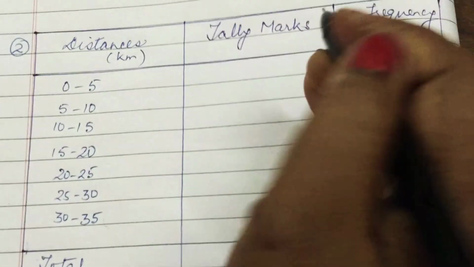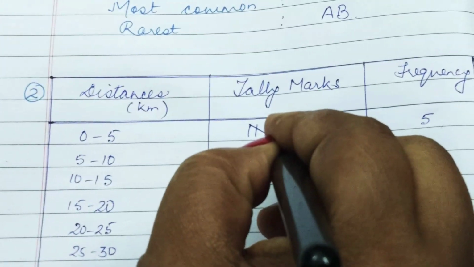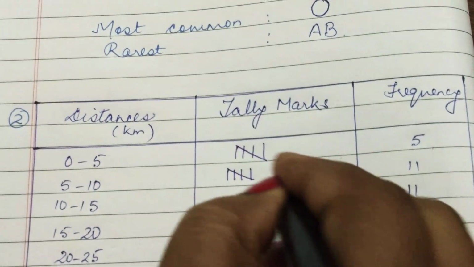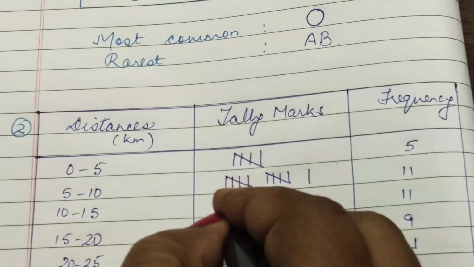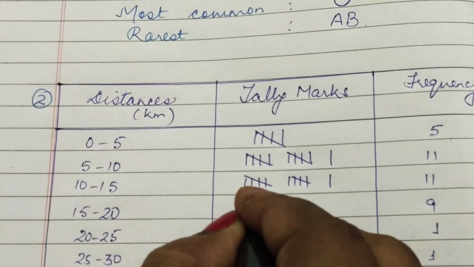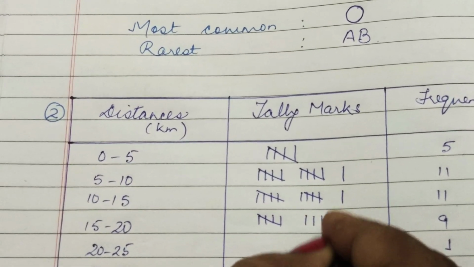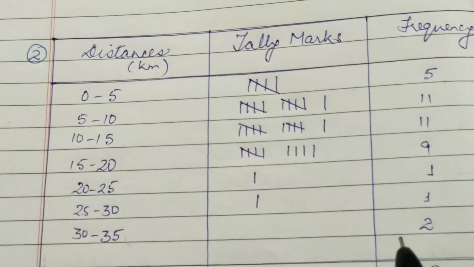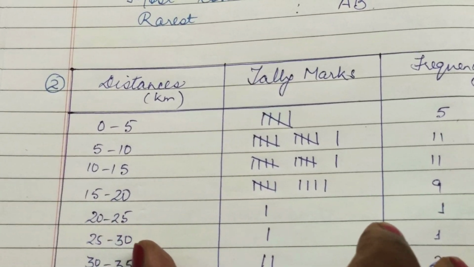Now after this you make tally marks: 1, 2, 3, 4, 5. Then 11: 1, 2, 3, 4, 5, 6, 7, 8, 9, 10, 11. Similarly here also you make it: 10, 11. 1, 2, 3, 4, 5, 6, 7, 8, 9. And the fifth one we cut. It is 1, 1 and 2. Okay. So in this way you have to make it.